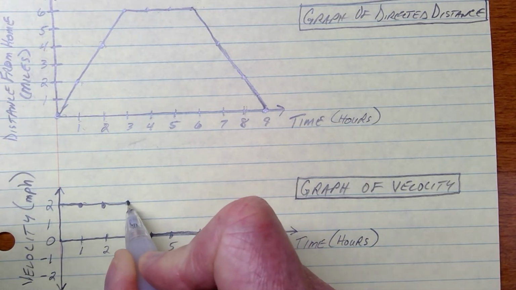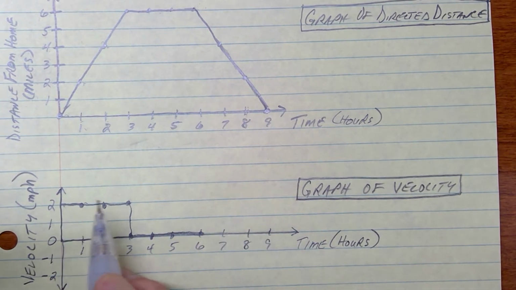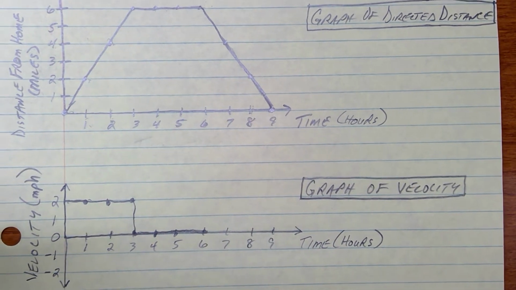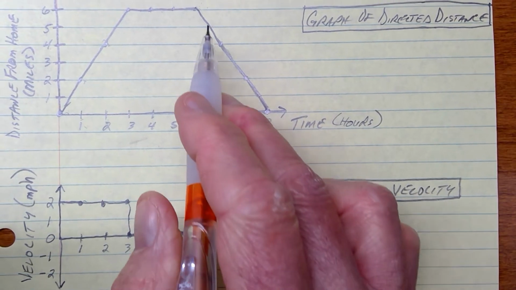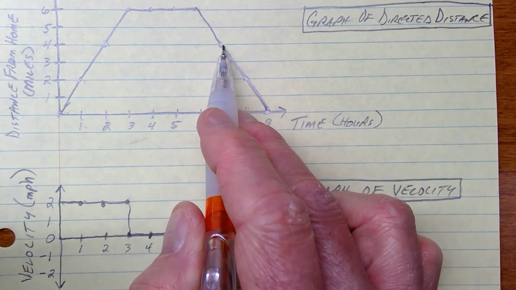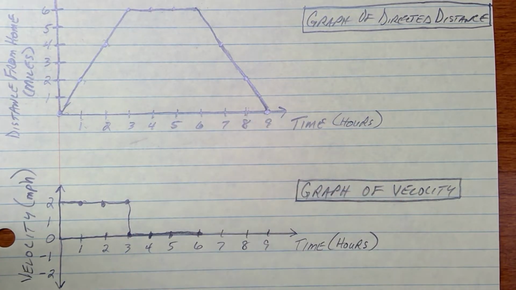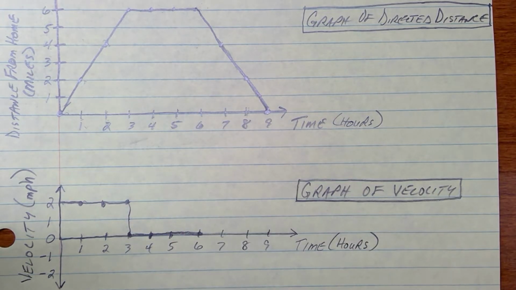In fact, I'm going to go ahead and connect it. Whoops, that's not a straight line. I'm going to connect it so it kind of looks like a stair step. It's a step function. And now we got to figure out what's happening for our final 3 hours. All right, you're walking back home at 2 miles per hour. All right, 2 miles per hour. The thing is, you're going to have to make this negative.